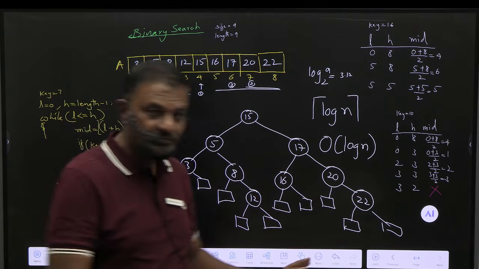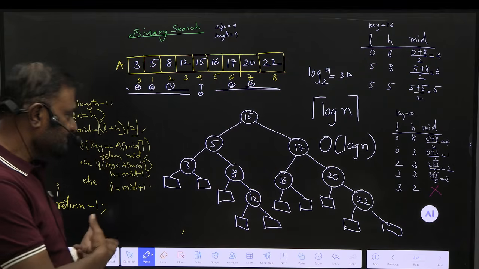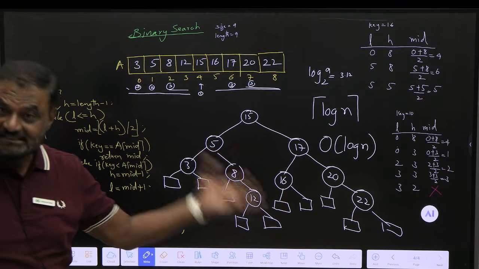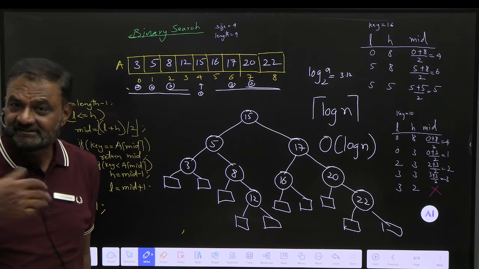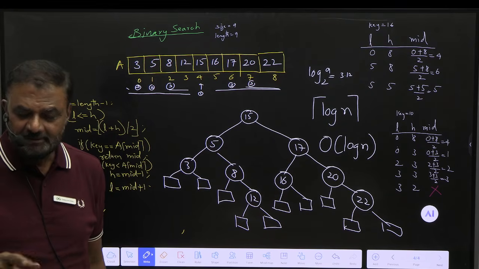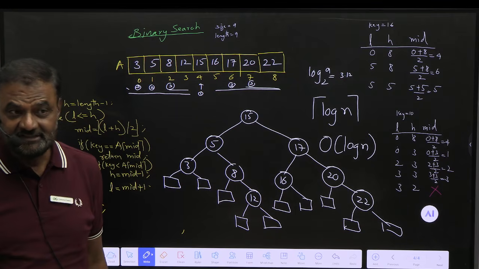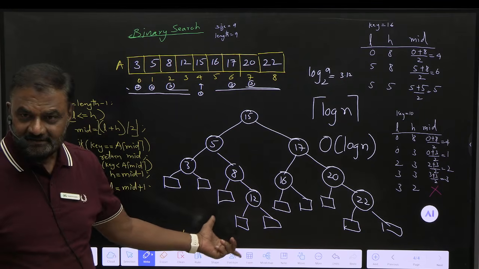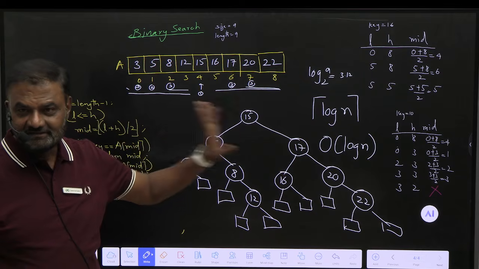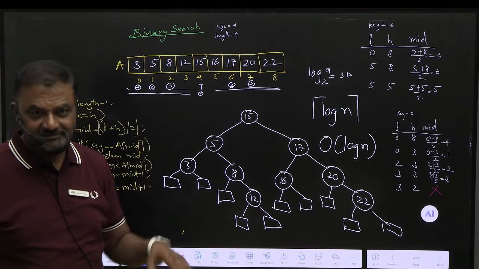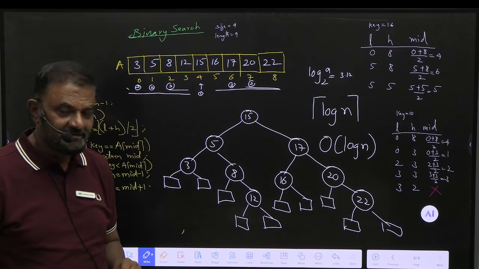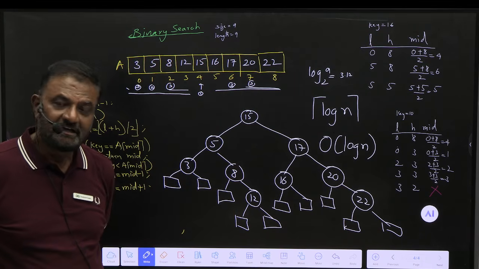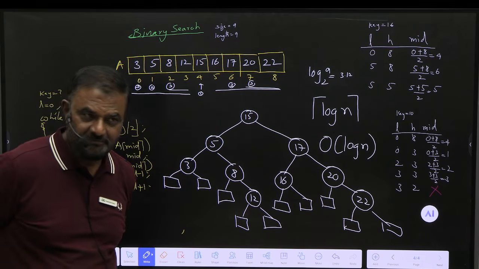So we have analyzed binary search and we got the time as log n. That is the maximum time, and the minimum time is 1. An unsuccessful search is always log n. All right. So that's all. We'll stop here. In the next session, we'll continue from here.